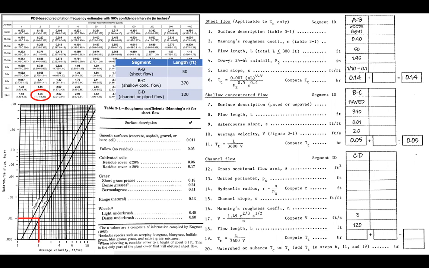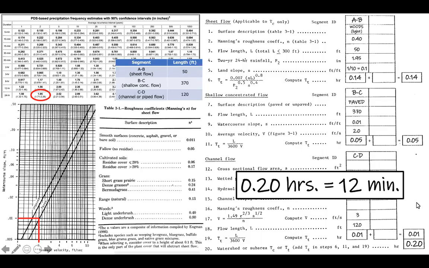Length measured on the map from the previous slide is 120 feet. This gives us a travel time of 0.01 hours. So again, very small relative to that first segment with sheet flow. But nevertheless, we add up all these 3 different components and we can see that the total time of concentration is equal to 0.2 hours, which is equivalent to approximately 12 minutes.